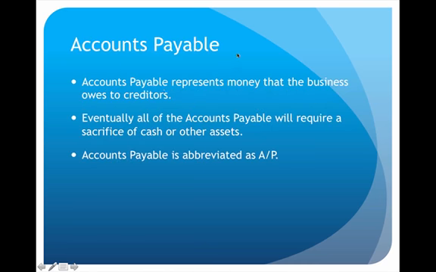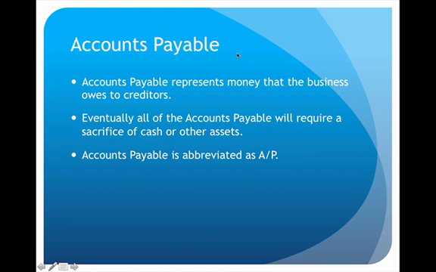The first liability is called accounts payable. Now, you'll recall that earlier we had an asset called accounts receivable. Well, this is the opposite. Accounts payable means that we owe money. So our business owes money. So that's actually a liability.